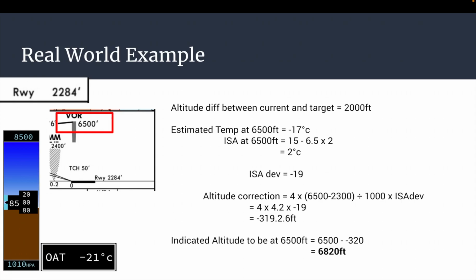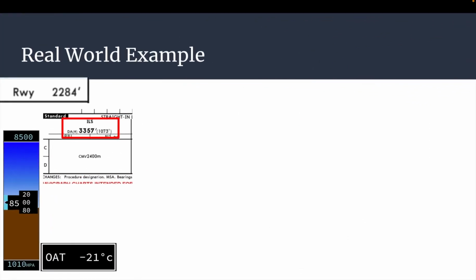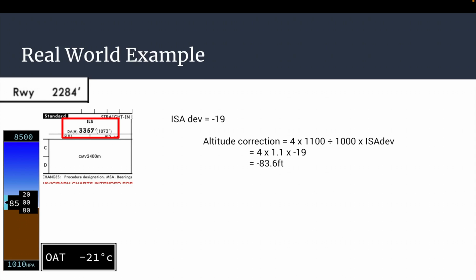The great news is we don't need to recalculate ISA dev, right, for the DA. So we've got ISA dev already. So ISA dev minus 19, we get the altitude correction, we plug the numbers in. So I'm using 1,100 feet. We could calculate it, so 3,357 minus 2,284, or we could look at the number inside the round bracket, which says 1,073. I rounded up to 1,100, 4 times 1,100 divided by 1,000, times the ISA deviation. That's going to give us 4 times 1.1 times minus 19, which gives us negative 83.5.